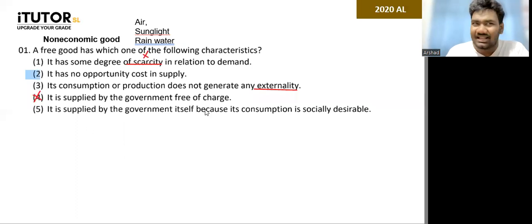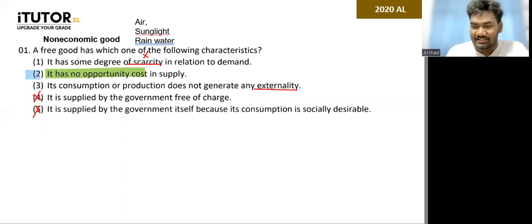Is it supplied by the government? Air, sunlight, rainwater? No, guys. You think the government is the one who's coming and giving us sunlight and rainwater? Not that. So therefore, we go with the answer that we have. That is answer number 2.